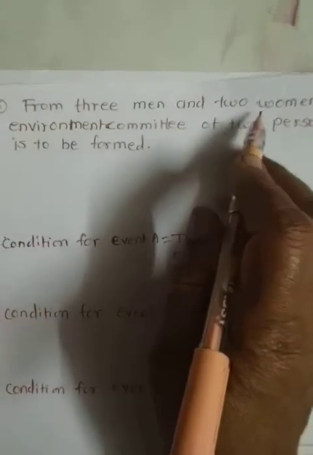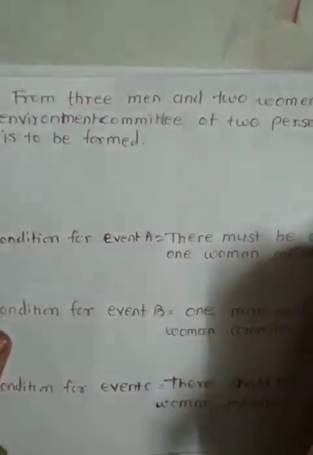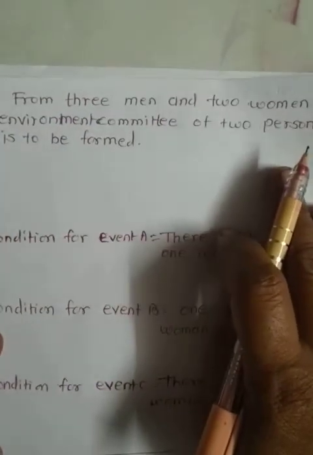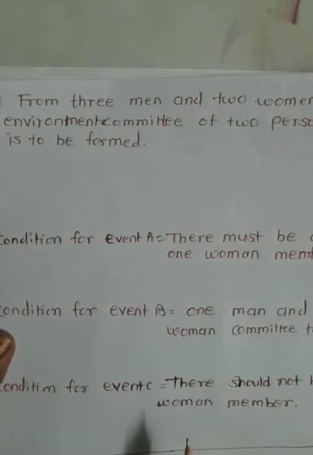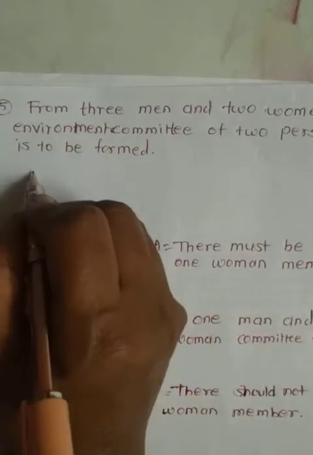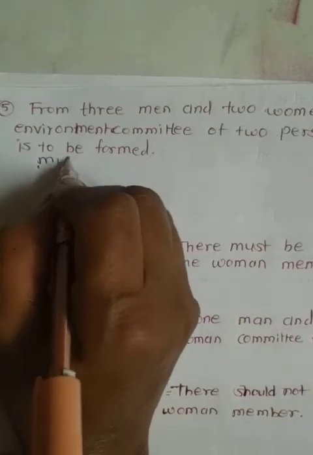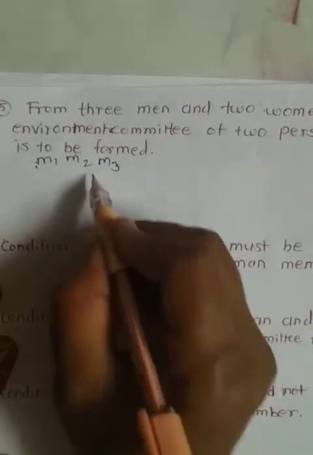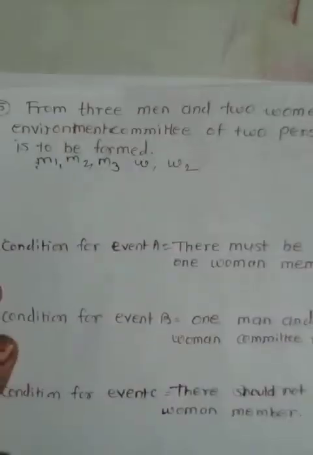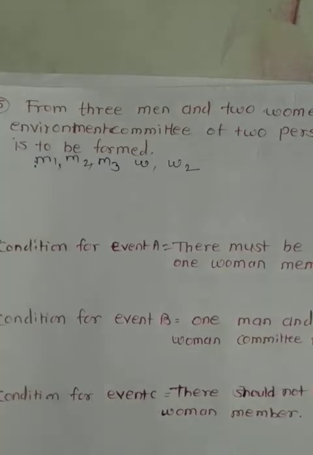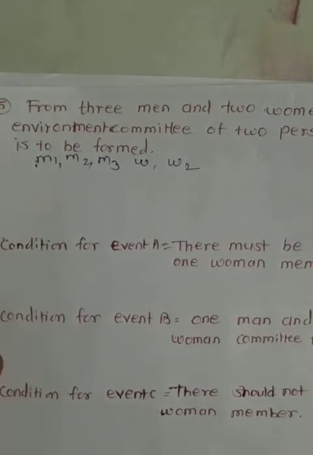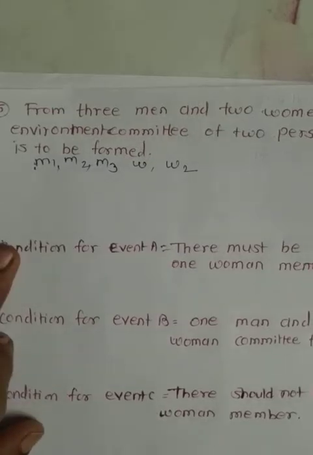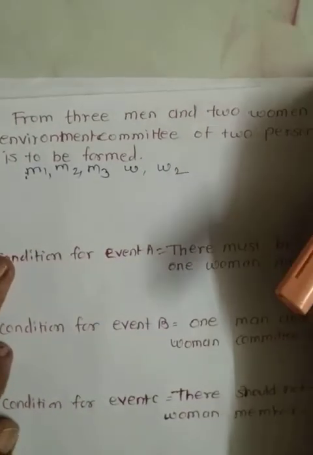From 3 men and 2 women, an environmental committee of 2 persons is to be formed. Suppose the men are M1, M2, M3, and the women are W1, W2. Now using all these 5 persons, we have to form the environmental committee of 2 persons, and that's why we have to write the sample space like this.